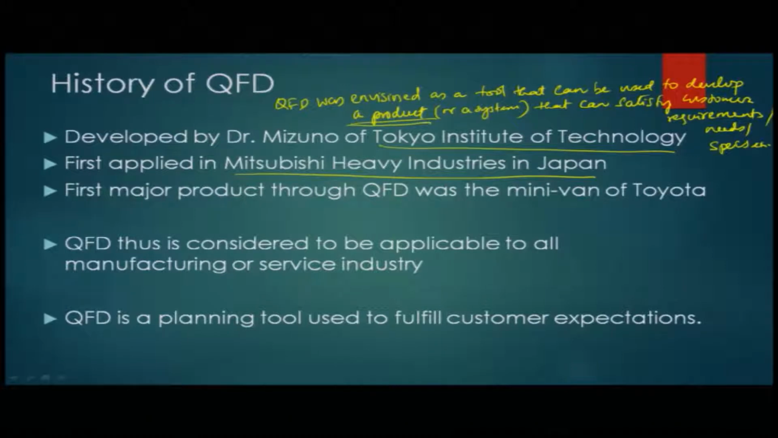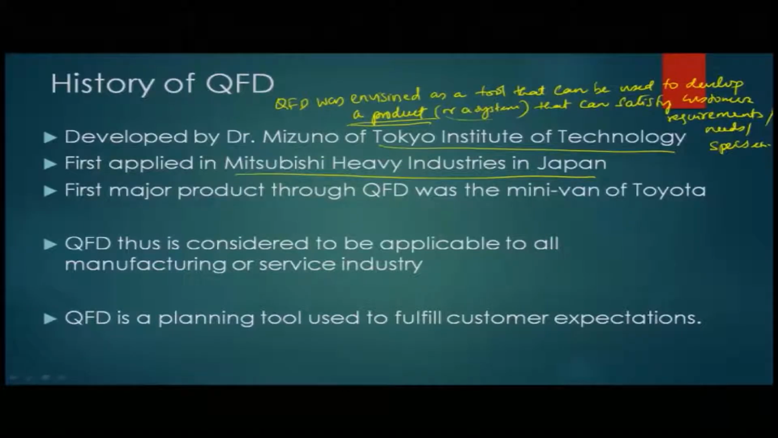The initial version of this was developed for the product manufacturing side, automotive and shipbuilding, those kinds of things. And later it migrated to systems engineering. But the main aim is that it's a tool that can be used to satisfy customer requirements, so that the final design of the product or a system can satisfy the customer requirements.